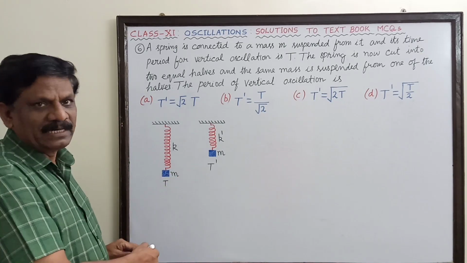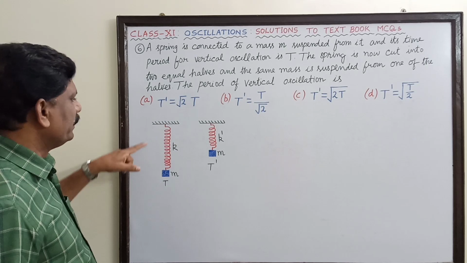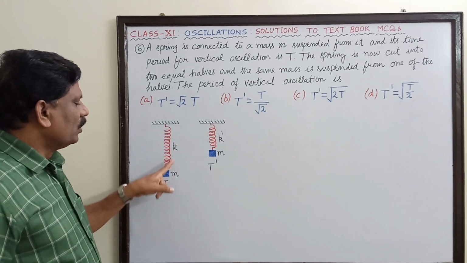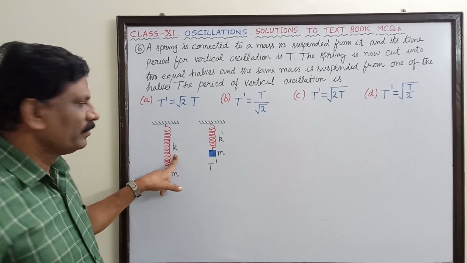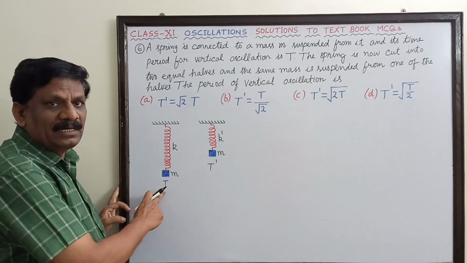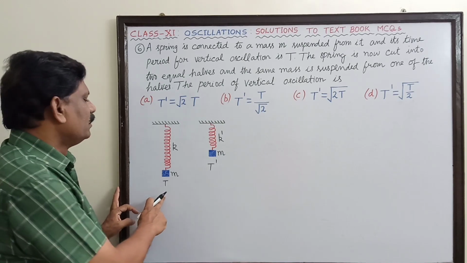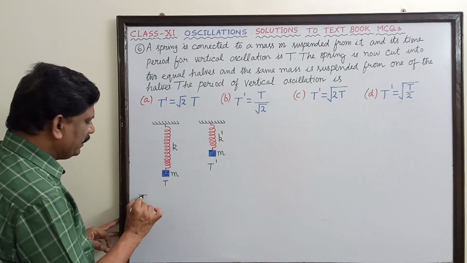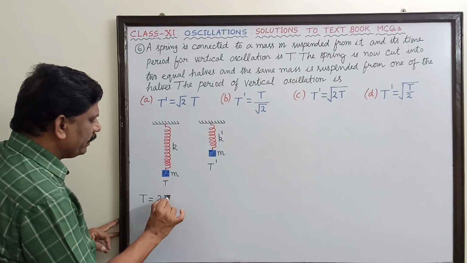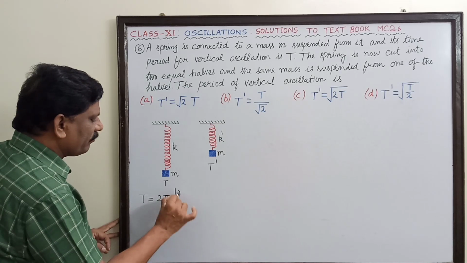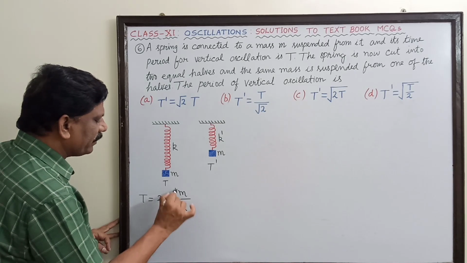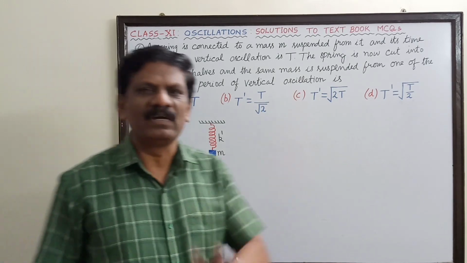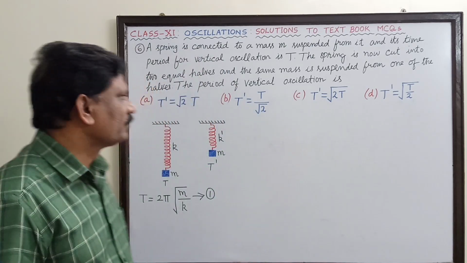So I have drawn the picture relevant to that problem. Initially the mass M is attached to the bottom of a spring whose spring constant is K, so that its period of oscillation is T. So I will write an expression for T. In the first case, T equals 2 pi times the square root of M divided by K. So this is the first equation, the period of oscillation for the spring mass system.